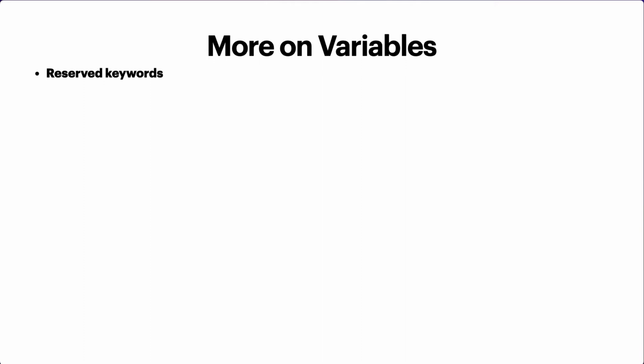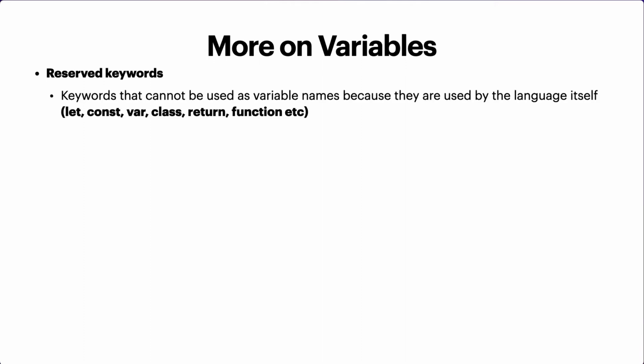We have some reserved keywords. So keywords that cannot be used as variable names because they are used by the language itself. For example, the let keyword, the const keyword, variable, class, return, function, all those are reserved keywords. And what are reserved keywords? Those are the keywords that cannot be used as a variable name because they're used by the language itself.